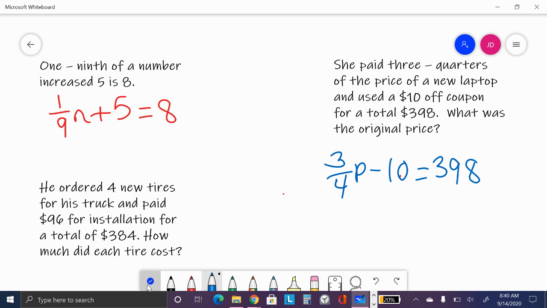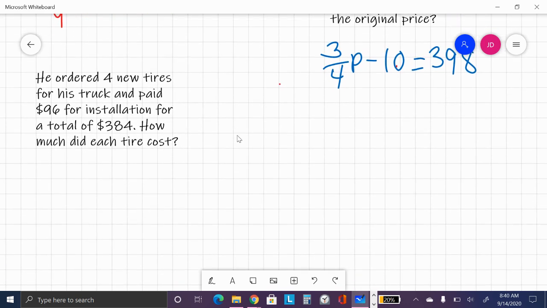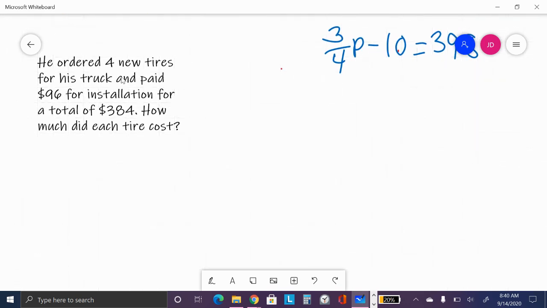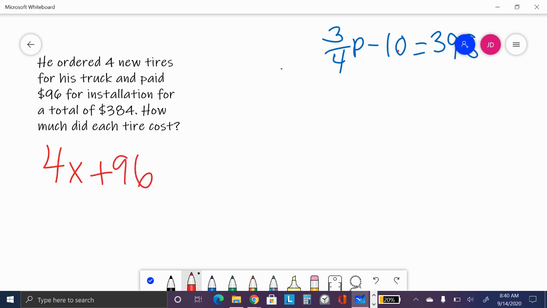All right, and now let's look at this one. He ordered 4 new tires for his truck and paid $96 for installation for a total of $384. How much did each tire cost? All right, 4 tires, 4 times each tire, 4x. Paid $96 for installation, plus $96, for a total of $384. So another nice and beautiful two-step equation. You would solve for x.